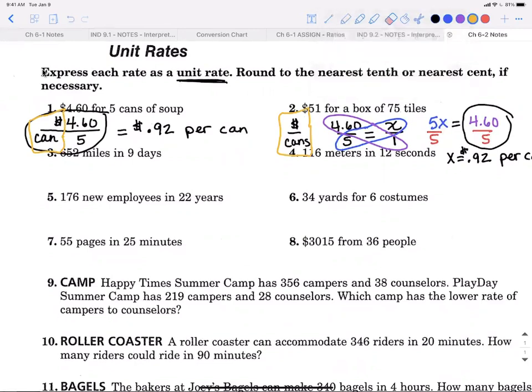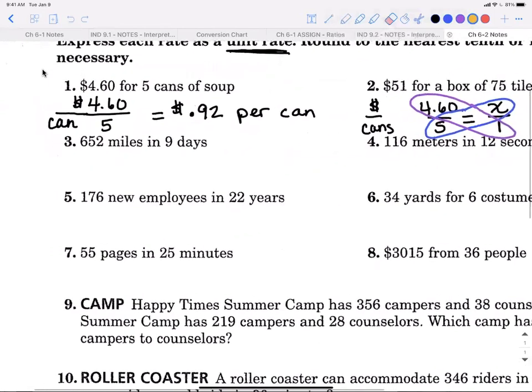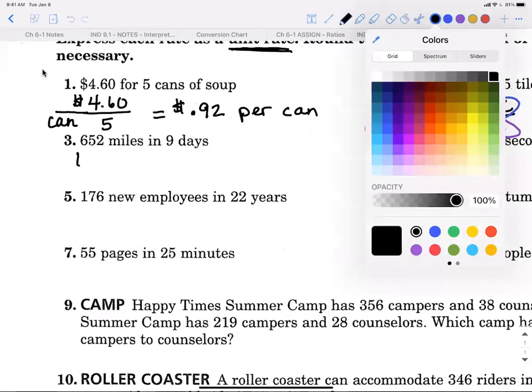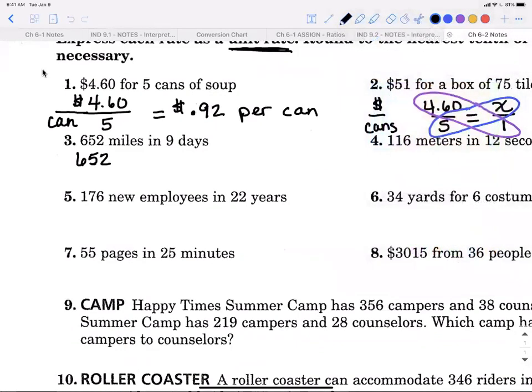Let me erase all these circles so I can get those out of my way. There we go. All right. So for number 3, I'm just going to do this the shortcut way for now because we can. So we want to know if we have 652 miles in 9 days, how many miles you can do in 1 day. So you divide, and this is why I wanted you guys to have calculators. So Gage, tell me the answer.